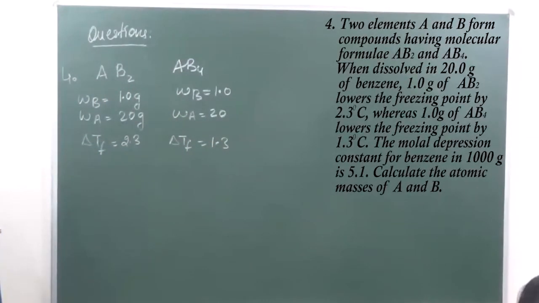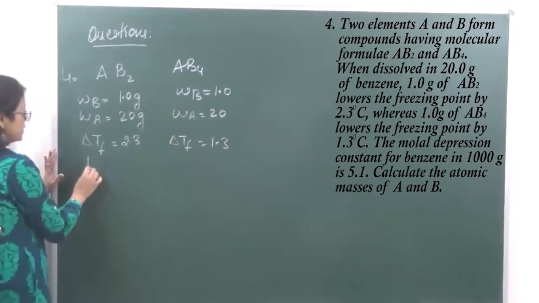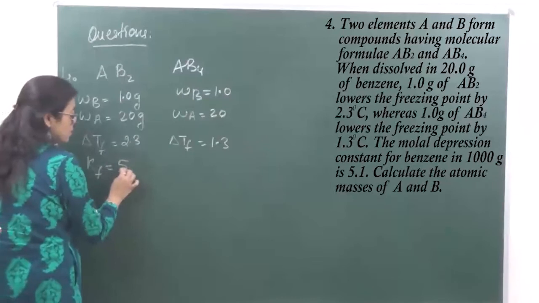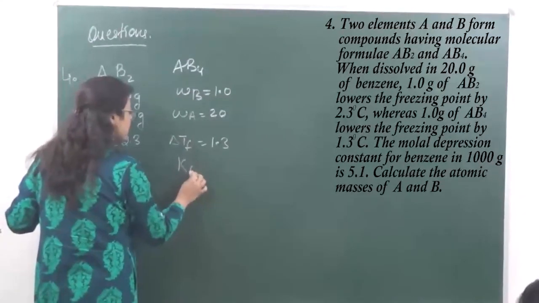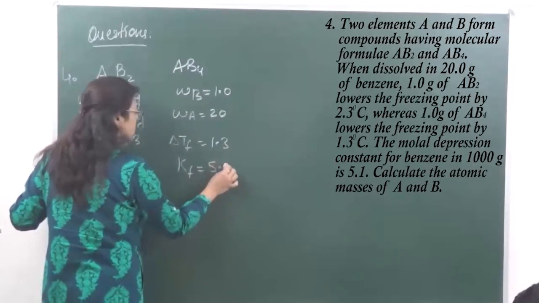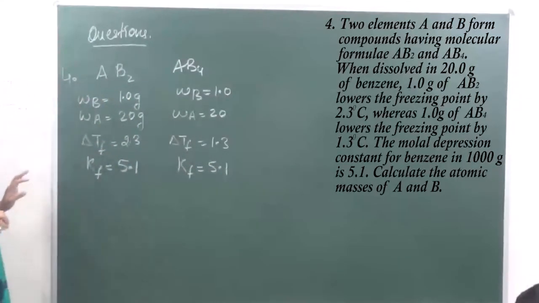KF is also going to be the same because we are taking benzene. So KF given for both is how much? 5.1. And KF given over here is also how much? 5.1. Let's calculate the molar masses of both.